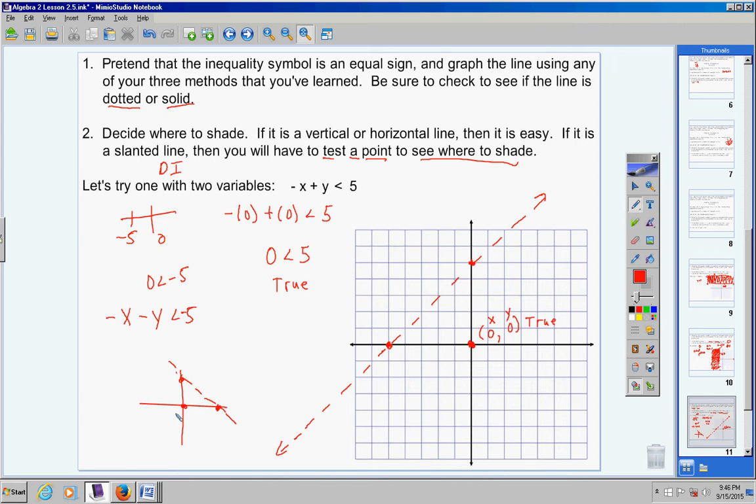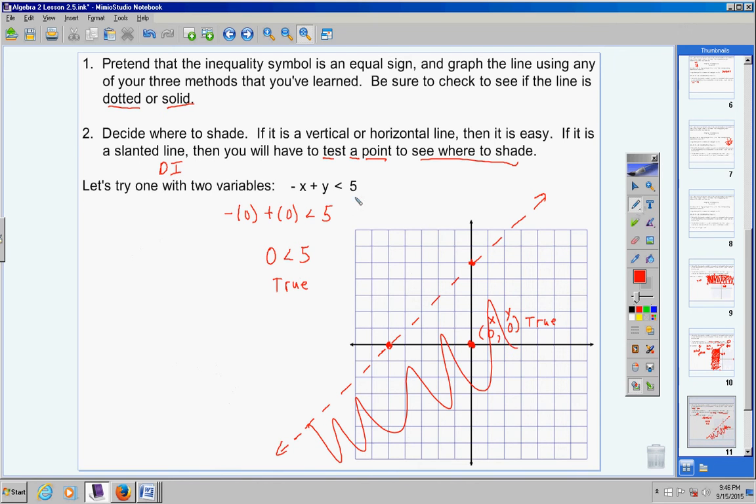0 is greater than negative 5, so you would shade above the line. So there's one example there where the arrow's pointing this way, but yet I shaded above the line. Okay, so anyways, you must test a point to know where to shade when the line is what? Slanted. If it's vertical, you do not need to test a point. If it's horizontal, you do not need to test a point. But if it's slanted, you test a point and then shade, okay?